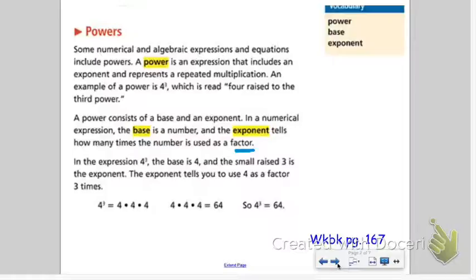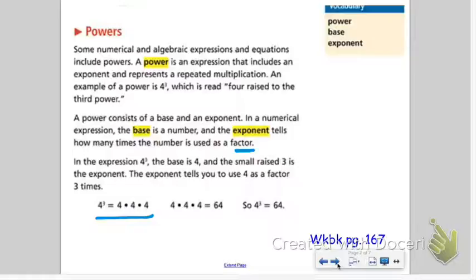In the expression 4 to the third power, the base is 4. The base is usually the bigger number. And the small raised 3 there, that's the exponent. The exponent tells you to use 4 as a factor 3 times. So here's what it would look like. 4 to the third power.